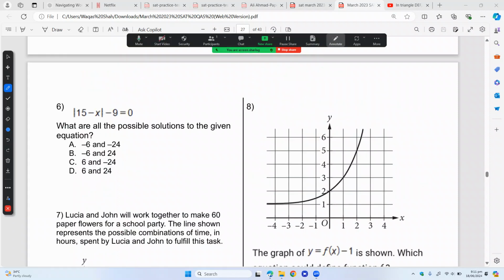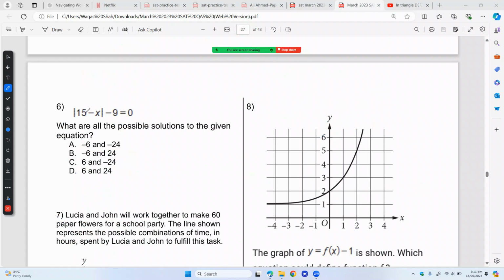In question 6, an absolute value is given: |15 - x| - 9 = 0. In this case, absolute value means a distance function. Distance has to be positive in any case.